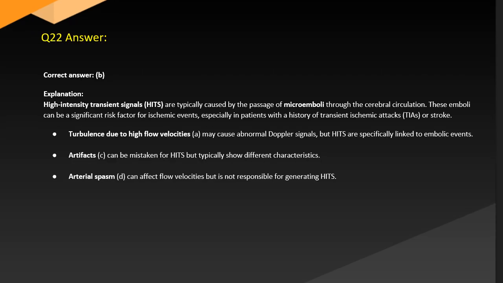Answer. Correct answer: B. Explanation. High-intensity transient signals (HITS) are typically caused by the passage of microemboli through the cerebral circulation. These emboli can be a significant risk factor for ischemic events, especially in patients with a history of transient ischemic attacks (TIAs) or stroke. Turbulence due to high flow velocities may cause abnormal Doppler signals, but HITS are specifically linked to embolic events. Artifacts (C) can be mistaken for HITS but typically show different characteristics. Arterial spasm (D) can affect flow velocities but is not responsible for generating HITS.